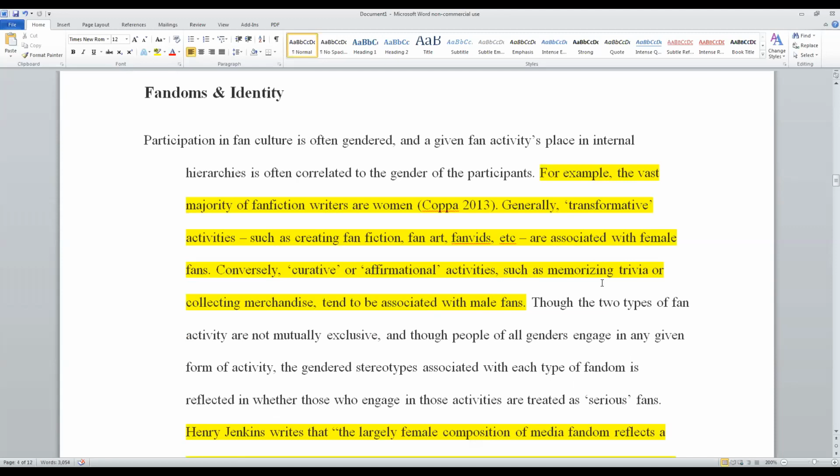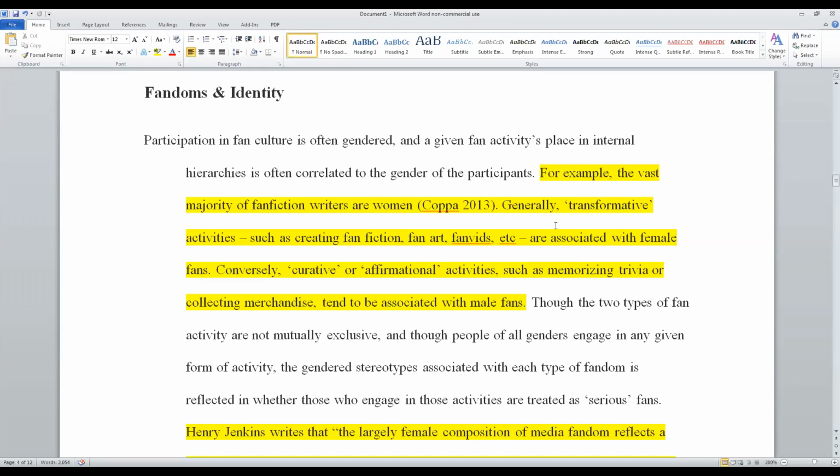as part of an answer for this week's discussion question. Participation and fan culture is often gendered, and given a fan's activity's place in internal hierarchies is often correlated to the gender of the participants. For example, the vast majority of fan fiction writers are women. In fact, if you're familiar with the 50 Shades of Grey novels, those novels began as fan fiction based on Twilight, the Twilight series. So, hey, who knows? Maybe your fan fiction can turn you into an overnight celebrity as well.